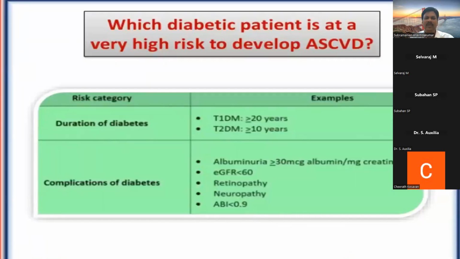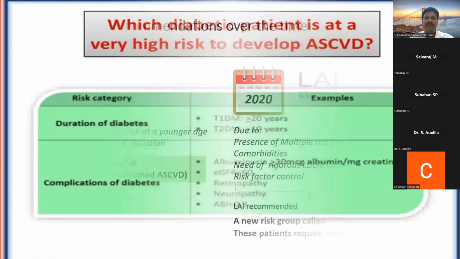So who are likely to have a very high risk? Duration of diabetes more than 20 years in type 1, more than 10 years in type 2. That's the reason why we keep saying male age more than 50, female age more than 60, type 2 diabetes more than 10 years, primary prevention is required. Until then, statin is sufficient. When complications of diabetes are there, it means that the duration of diabetes is already much larger.